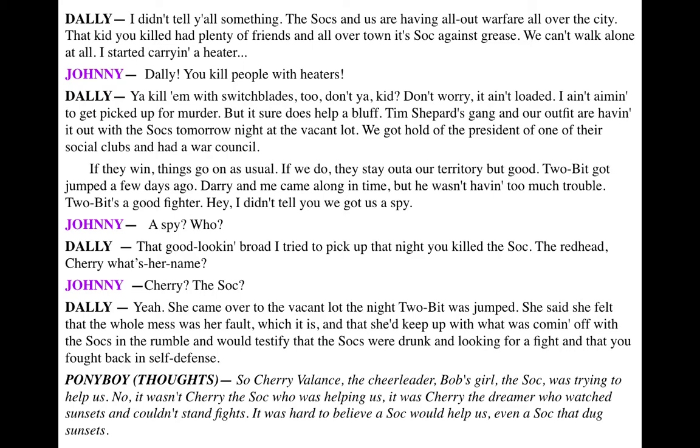That good-looking broad I tried to pick up the night you killed that Soc. The redhead, Cherry, what's her name? Yeah, she came over to the vacant lot the night that Two-Bit was jumped. She said she felt that the whole mess was her fault, which it is, and that she kept up with what was coming off with the Socs in the rumble, and she would testify that the Socs were drunk and looking for a fight, and that you fought back in self-defense.